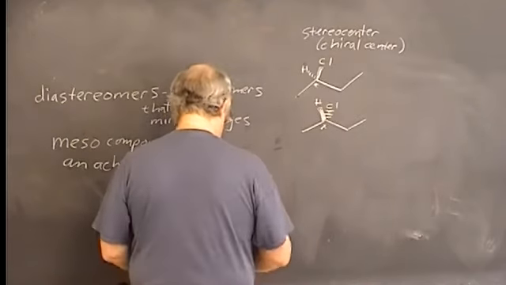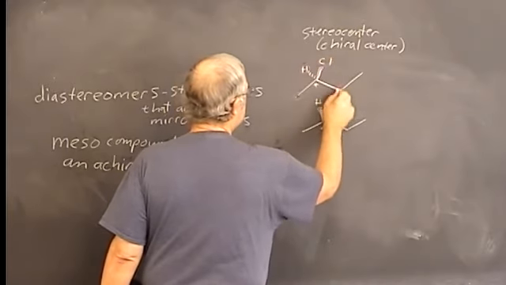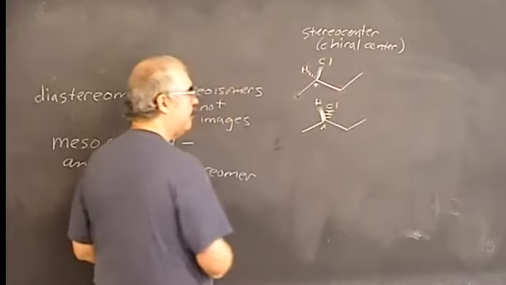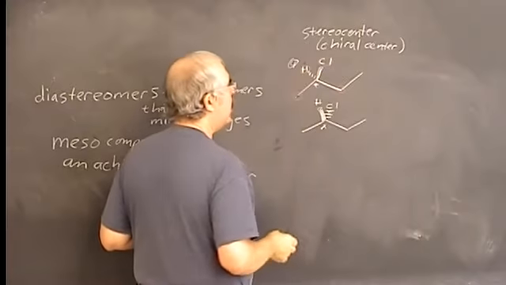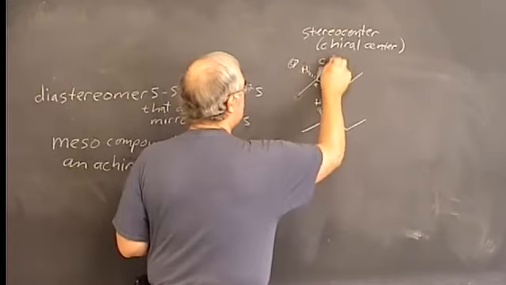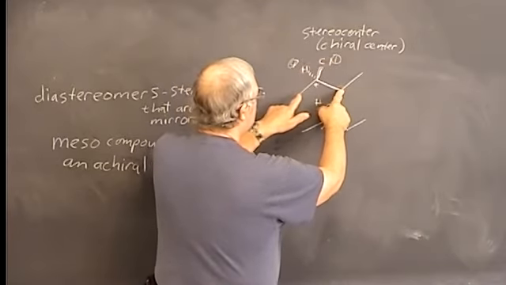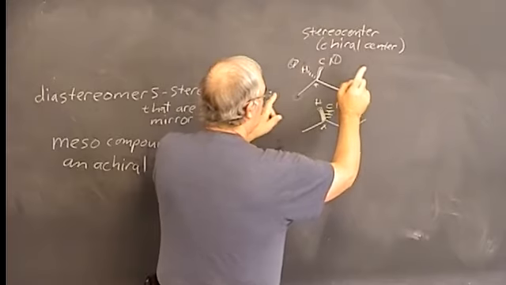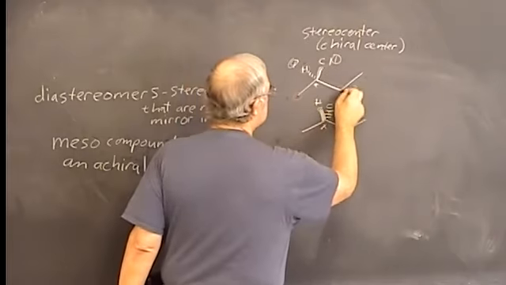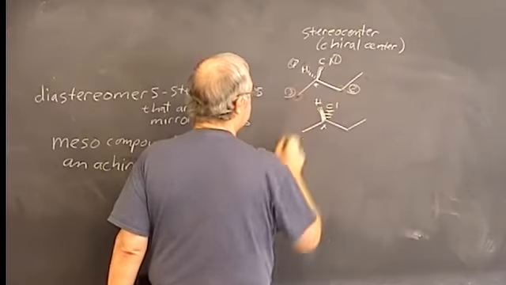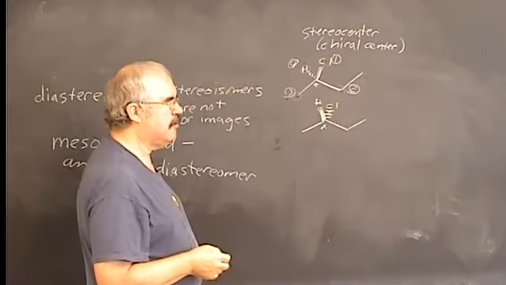Based on atomic number, we compare the 4 groups, the 4 atoms that are immediately attached. Hydrogen would be last, it's atomic number 1. Chlorine is 17, so it's highest priority. Carbon is 6, we've got 2 carbons. Then we work our way out to the next one. It's carbon versus hydrogen. So the ethyl beats out the methyl. So this is 2, and this is 3. Okay, so I've prioritized all 4 groups.